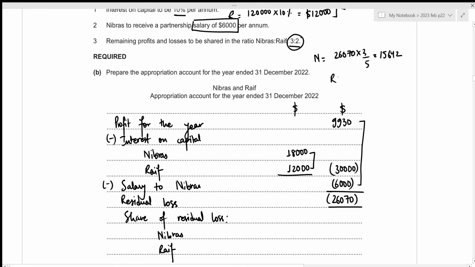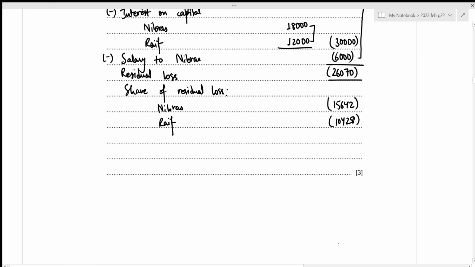We repeat the same process for Raif. So we have the total of 26,070. And out of the total of 5 parts, 2 parts will belong to Raif. So that's 2 out of 5, which results in the amount of 10,428. So our share of residual loss for Nibras is going to be 15,642 negative amount and 10,428 negative amount for Raif. This concludes the appropriation account as well as the second part.